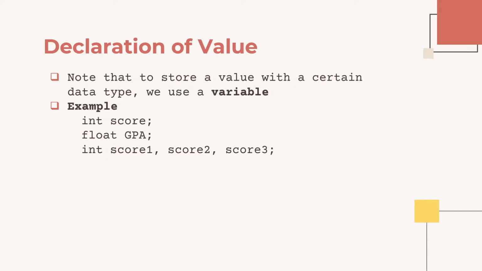With a small amount of data, for example 10, maybe this method can still be used. But it becomes less effective if the amount of data to be entered is larger, or the amount of data is dynamic, or the exact amount of data is unknown. So to overcome these problems, we can use an array as a solution.